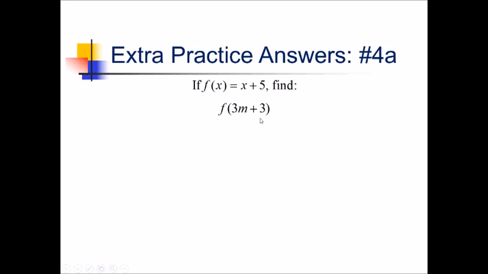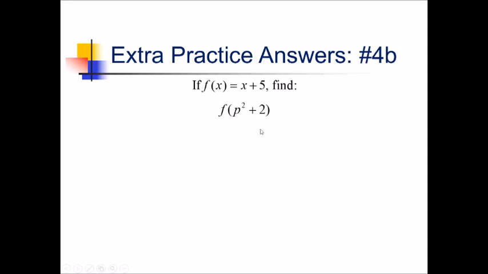On this problem, I've got the function x plus 5, and I want to do f of 3m plus 3. Basically, this is just saying wherever I see an x, I'm going to substitute 3m plus 3 for that. So I'm going to rewrite this as 3m plus 3 plus 5. And then just combining like terms, 3 and 5 gives me 8, so 3m plus 8.